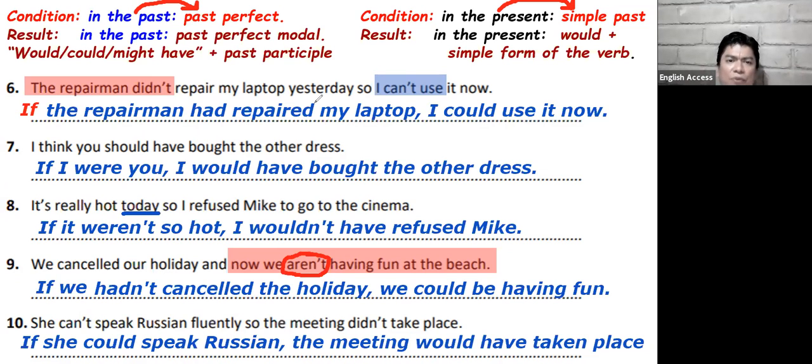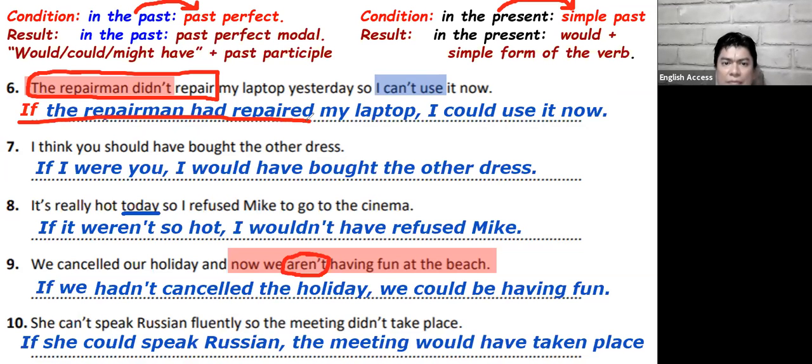All of these examples that I have for you here are simple enough to work one by one. For example, the repairman didn't repair. If that's in the past, then I use the past perfect. If the repairman had repaired, finish. So you don't need to work too much. You can do the basics. Stay on the basics, follow the basics, and just attach yourself to the structure, and little by little you will come up with it.